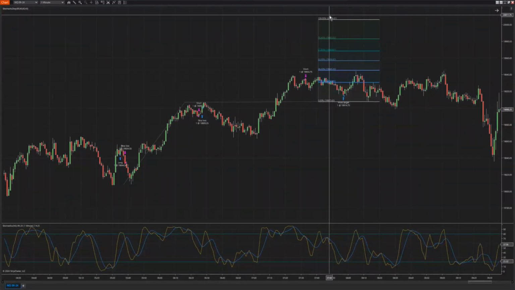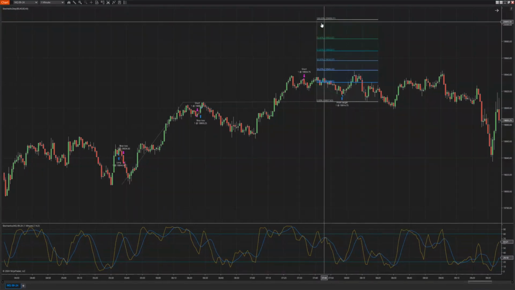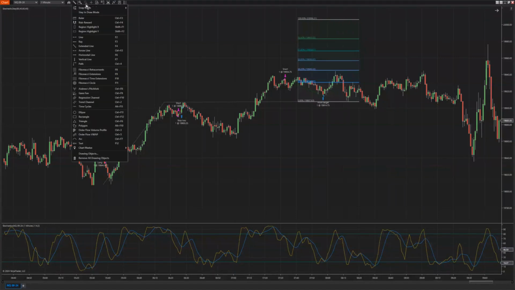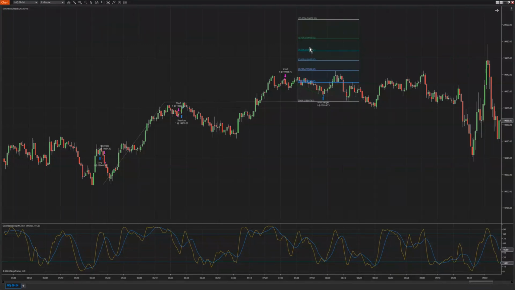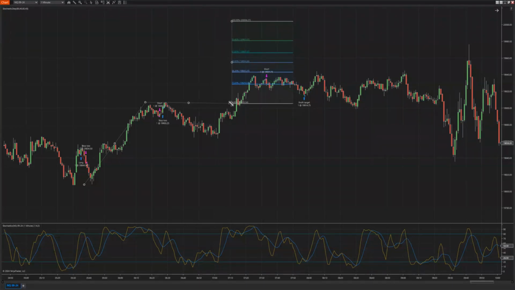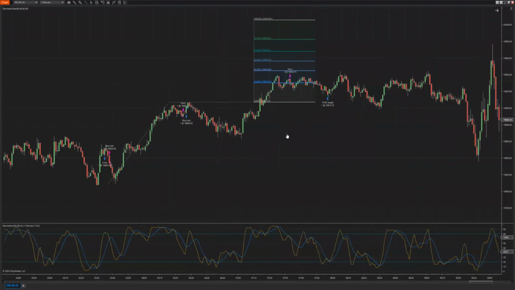Why can't I move this? Let me just set a new one. Maybe it's my... I think it's, yeah, there it is. Okay. So I'm doing the low and high of this move to set my profit targets. There we go.